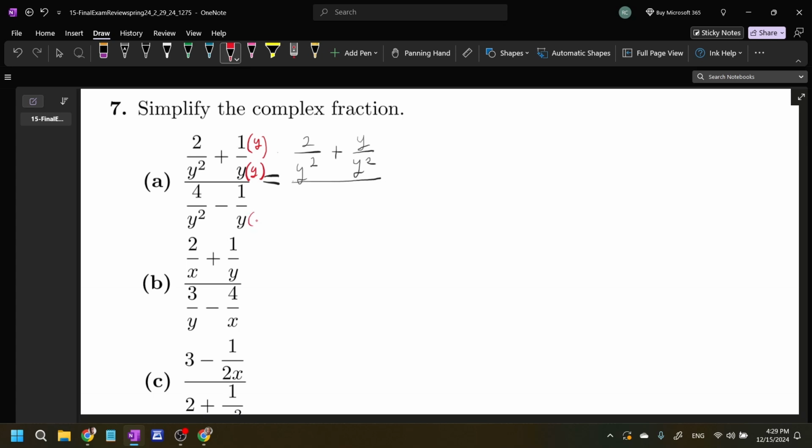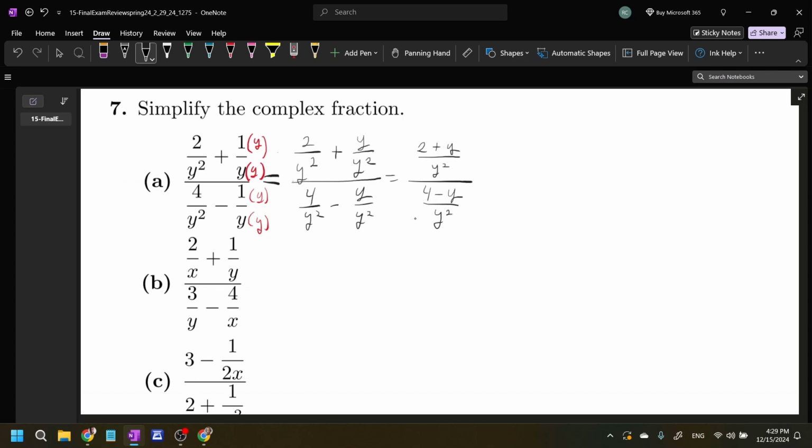Okay, let's do the same thing with our denominator. This one also needs to have y as a common denominator. So let's go ahead and do that. And then we can rewrite this as 4 over y squared minus y over y squared. And now that these have the same denominator, we can go ahead and combine like terms. So we have 2 plus y over y squared. This is all divided by 4 minus y over y squared.